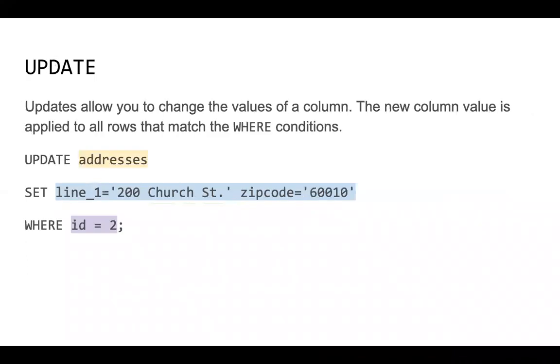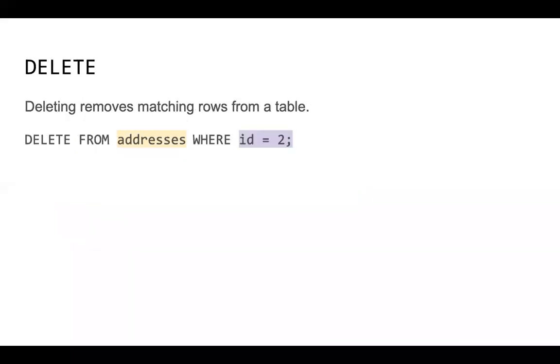Good questions, everybody. I know this all seems very, very strange. We'll be doing some practice with this for the next couple of days. So delete is pretty straightforward. You say delete from addresses where the ID equals 2. That'll delete the entire row and everything in it.